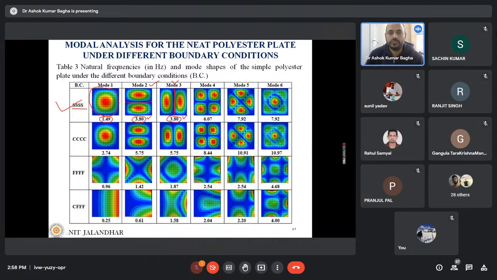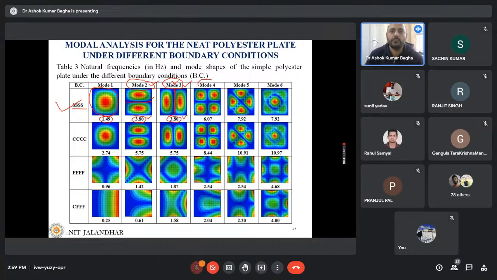So these two frequencies are close, or you should pick one frequency. If you pick 3.80, either this mode will happen or this mode will happen. There is no confusion in that. But when you perform an experimental study, you can say that either this mode is the correct one or that mode is the correct one. So you can choose it by doing the experimental testing.